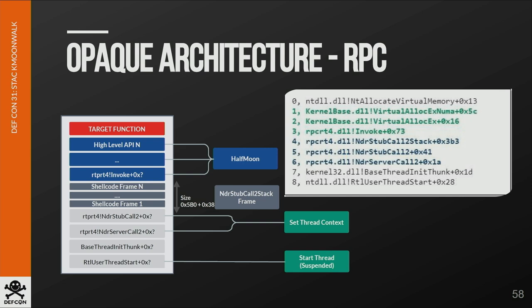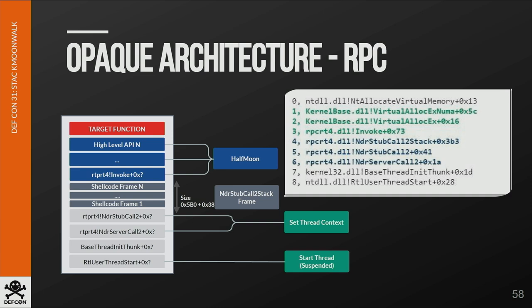We have the return address spoofed with NDR stub call to stack, which completely hides our implant frames. And then we have halfmoon executed with invoke and all the remaining high level API frames. And then we have the system call again executed. This will hide completely the caller as well. So we're just going back and trying to complete what halfmoon was not doing.